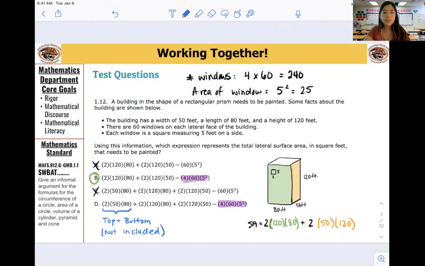So again, for this one, 2 people got it right. Everybody else got this one wrong. I had 2 people choose A. I had 2 people choose D. So 2 people who included the top and the bottom, and then 2 people who forgot that there were 4 sides on the building that were covered in windows. So this needed to be multiplied by 4 because there's windows on all 4 sides.